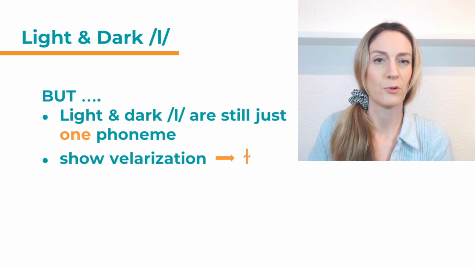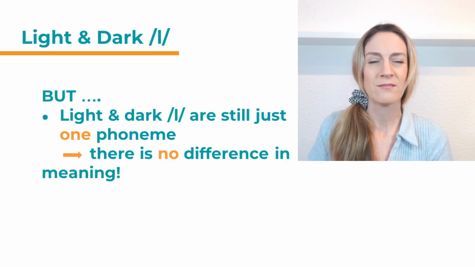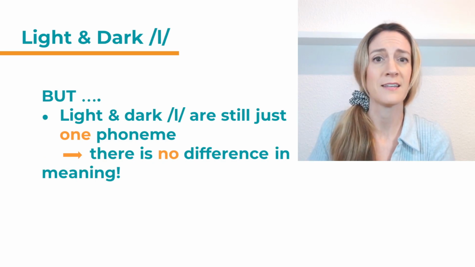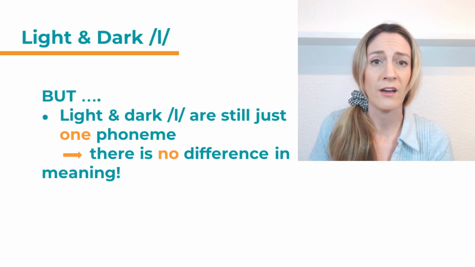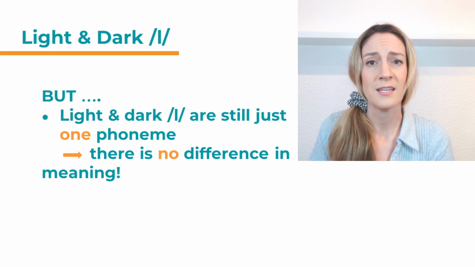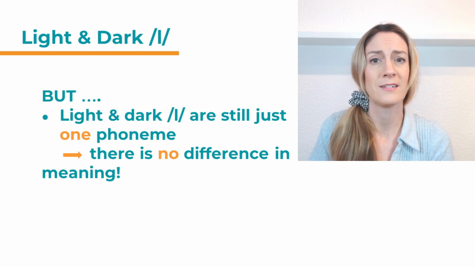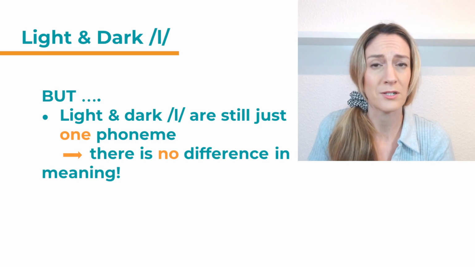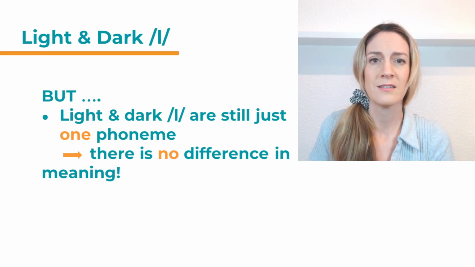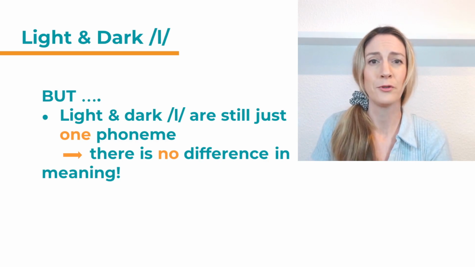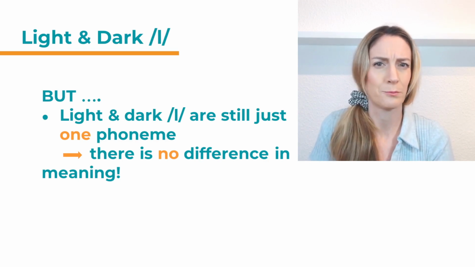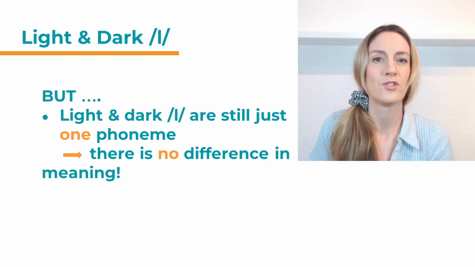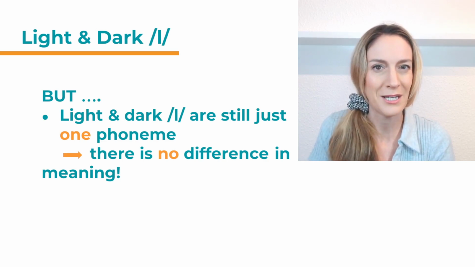But you will notice in most dictionaries, they don't use this little symbol. It's just one symbol. And that is really because there is no difference in meaning in English between the light and the dark L. It wouldn't matter if you said the one or the other, because there's not a single pair of words where there's a difference in meaning between the dark and the light L. So this is really important to remember. If you couldn't hear a difference, or you feel like, I'm not sure I'm pronouncing this correctly, don't worry. There is no difference in meaning.